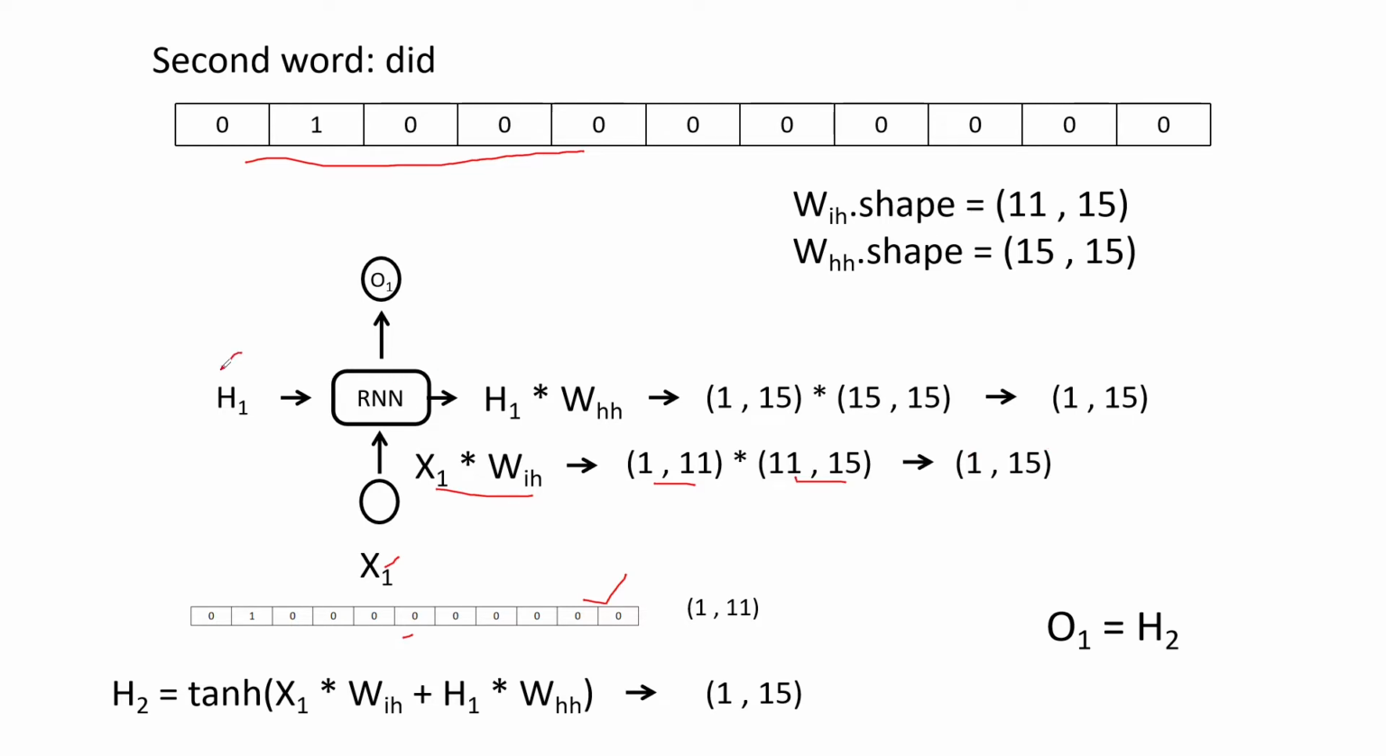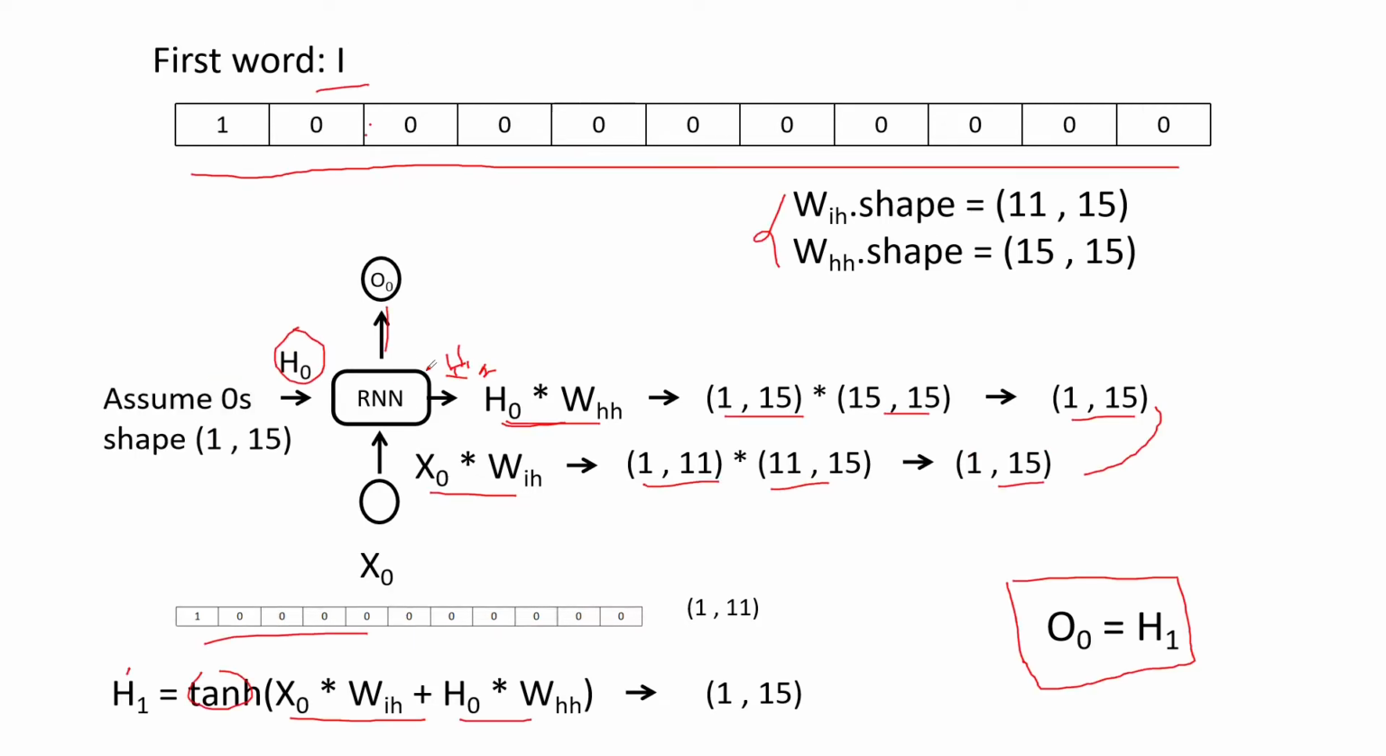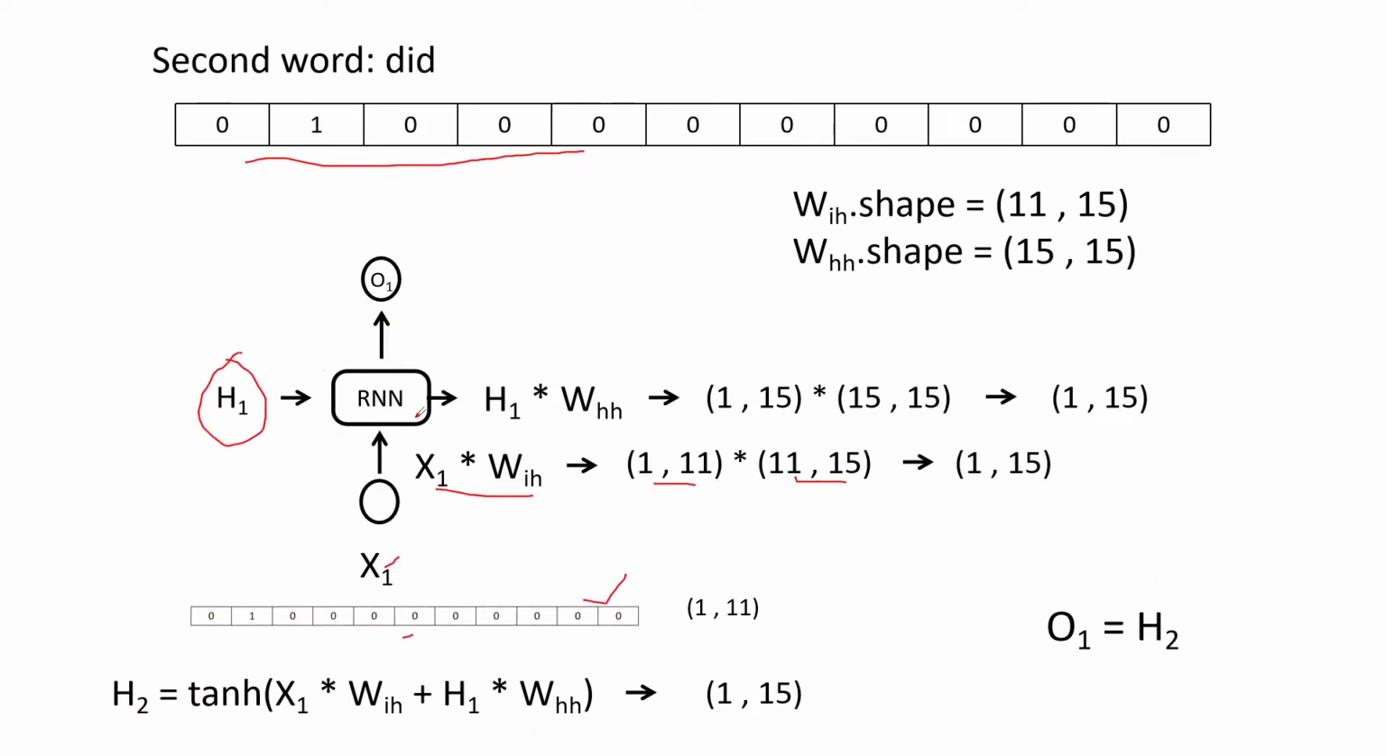Then this h1 is from the last one, from here. If you remember, h1 was given out here. So h1 is going to this RNN, it will be multiplied by WHH, and 1 cross 15 into 15 cross 15 will give you 1 cross 15. Again, both of these are the same. They will be added over here, tanh will be applied, and h2 will be found. h2 will be of shape 1 cross 15, and again we can say O1 equals h2. So whatever we get here, h2 will be here, and this will be passed to the next layer.